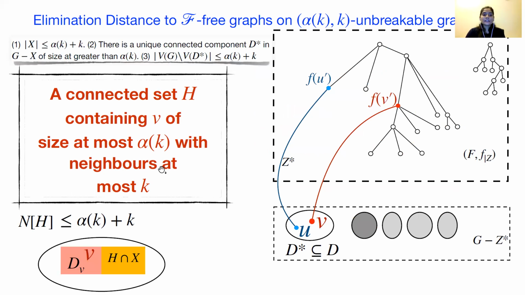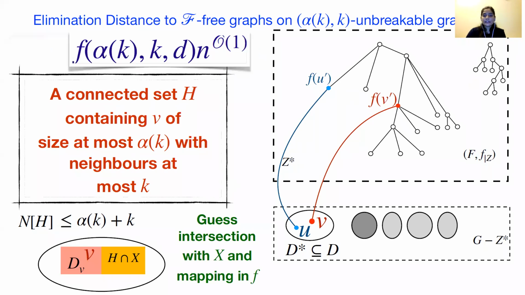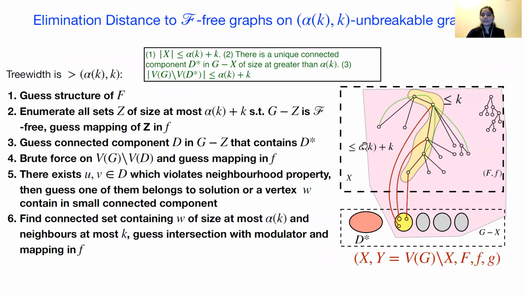And suppose we find such vertices, so the number of vertices that we obtain is some alpha k plus k. From here we can guess which are the vertices which are part of the small connected component and which are the vertices which are going into the solution. And we did all these steps in FPT time. So once we are done with this step, we are done.